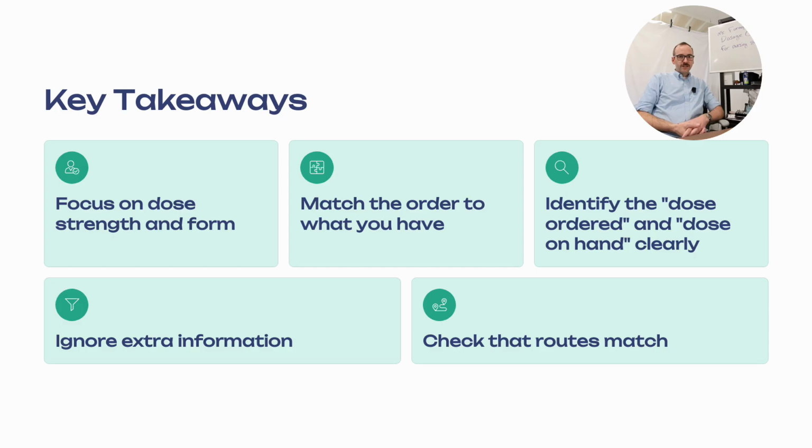So what are our key takeaways? We need to focus on our dose, match the order to what you have, identify what was actually ordered and what you have on hand clearly. That's going to be important for the math part of this. Don't let the extra information trip you up. Just because it says 70 kilograms, do a quick check to make sure there's not something in there that says it's for weight. But if the order doesn't say anything about weight, ignore it. It's not relevant to you. Make sure your routes match and you're in business.